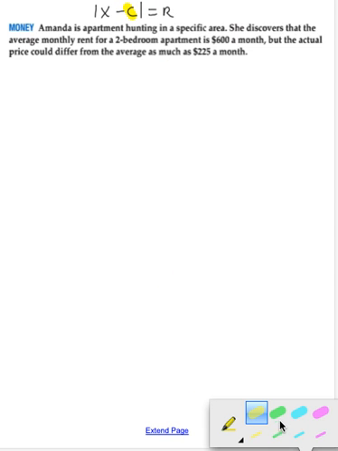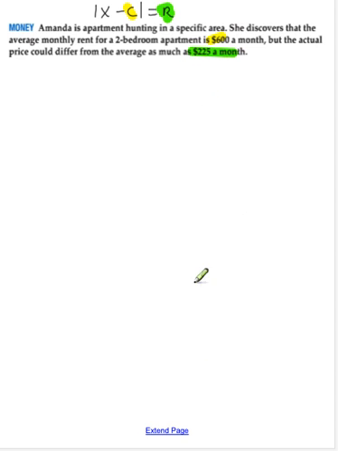So if we think about this, I like to think about things in two different colors. It helps me out a little bit. So if I think about looking for the center when I'm reading through this, Amanda is apartment hunting in a specific area. She discovers that the average monthly rent is $600 a month, but the price could differ as much as $225. Well, so the center, the average, what's in the middle is the 600 there, and we could go 225 either way. We could go as much as 225.